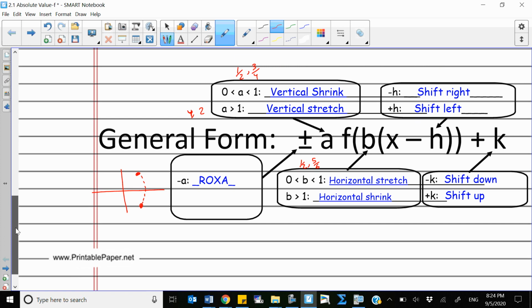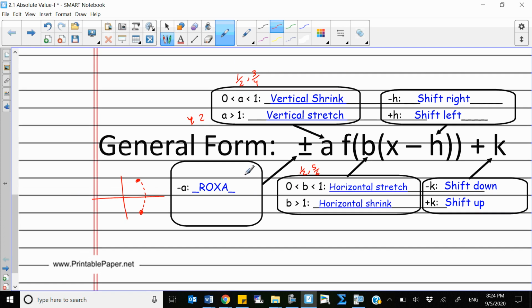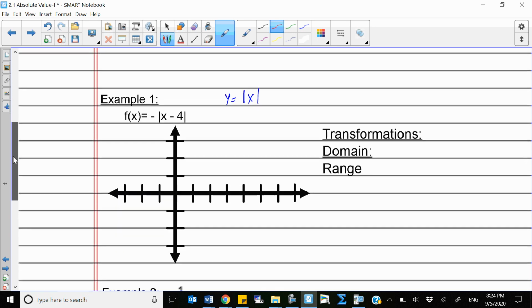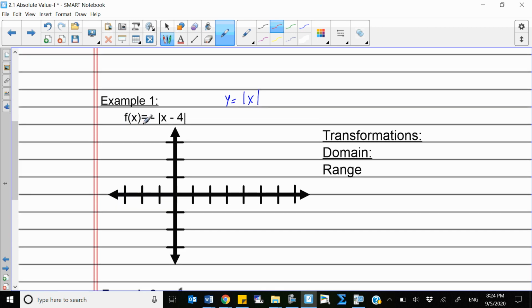So this is the summary of transformations that could happen. Now we're going to do some examples here. Okay, here, this is my function, f of x equals negative absolute value of x minus 4. So let's see what transformations we see.